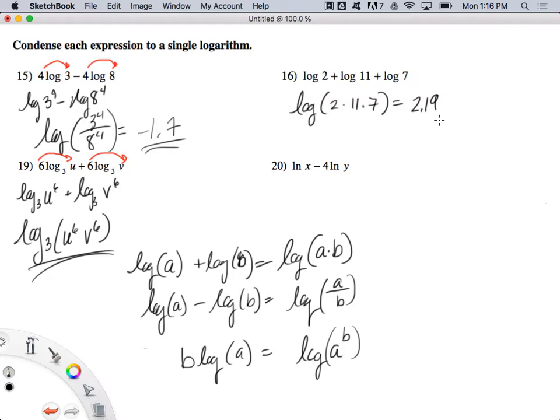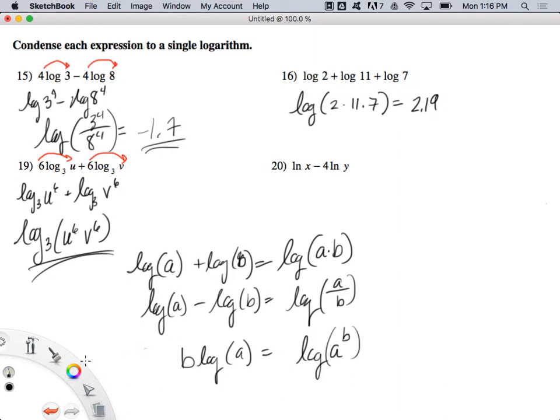I don't understand how you got the sixes though. In number 19, the 6 comes from the front and becomes an exponent. That's this property here: B log A equals log A to the B power. Do you change it from thumpy to thump? No. We're not there yet.